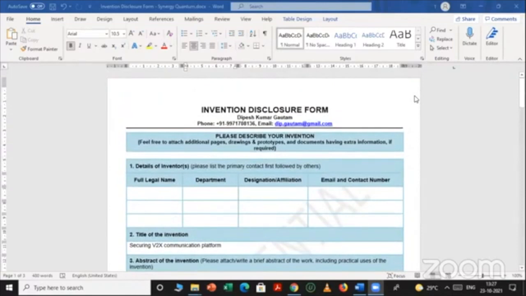Hello everyone, this is Dipesh Kumar Gautam, and today's session is related to the topic Invention Disclosure Form. In short form, it is known as IDF.